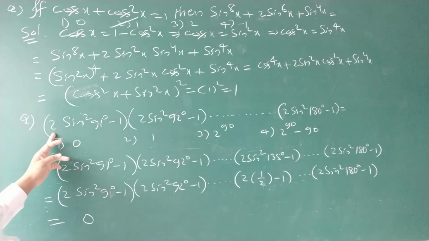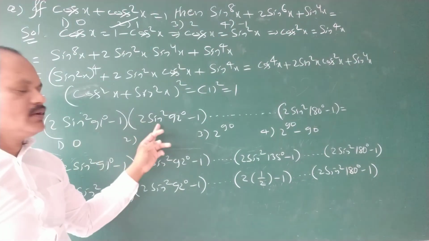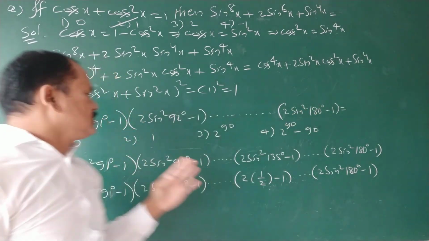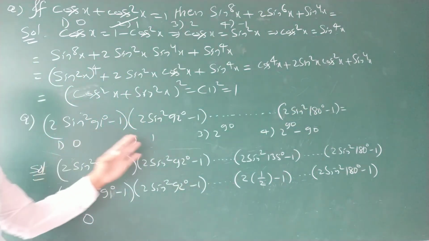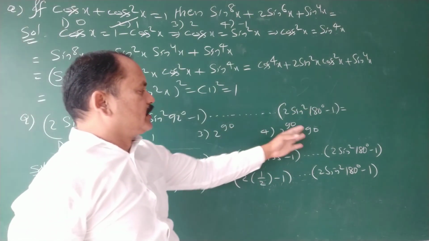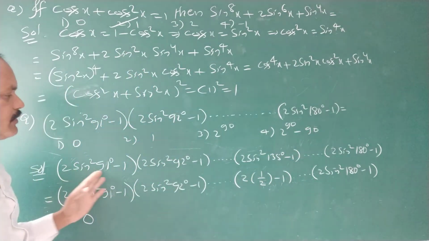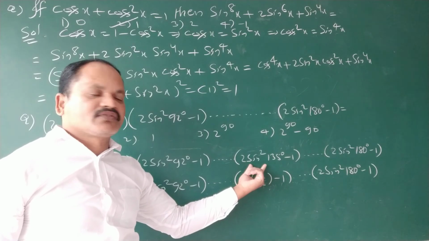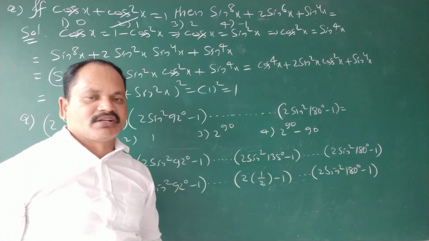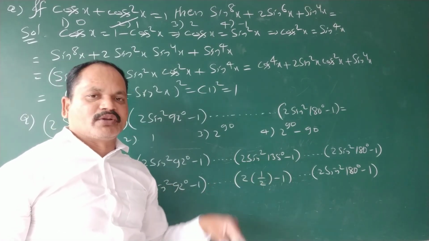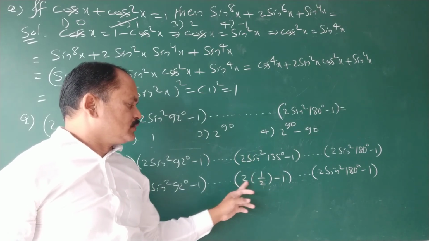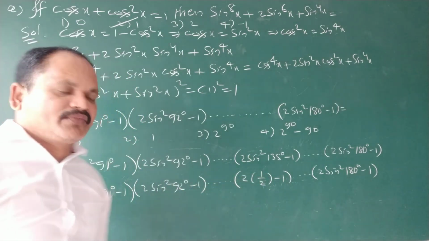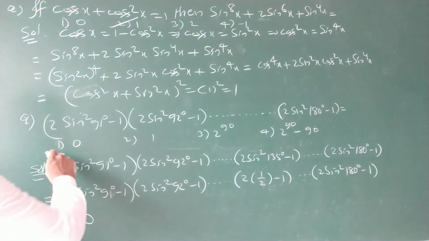One more question. 2 sin square 91 degrees minus 1, 2 sin square 92 degrees minus 1, and so on up to 2 sin square 180 degrees minus 1. Observe, these are all products. In between them, 2 sin square 135 degrees minus 1 is there. Sin 135 degrees is 1 by root 2. Its square is 1 by 2. 2 gets cancelled. 1 minus 1 is 0. That's why the product is 0. That's why the answer is 0, the first option.